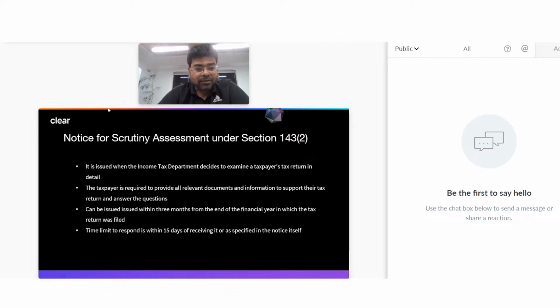Now, normally this type of notice can be issued within 3 months from the end of the financial year in which the return was filed, right? So if the return is filed in financial year 23-24, in that case the scrutiny assessment can come to you till June, right? So be very mindful about scrutiny notices.